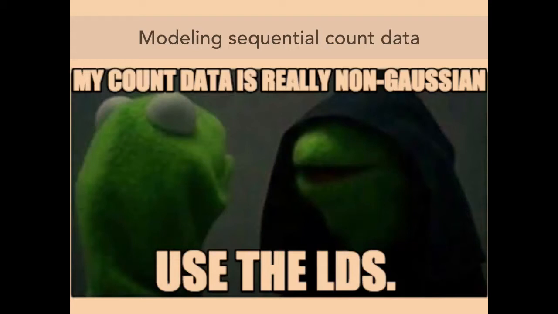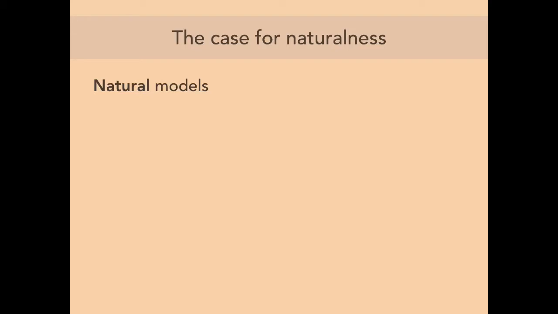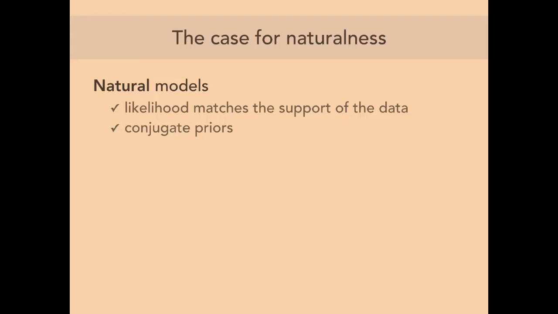And that's fine, and that sometimes works well. But I want to make the case for naturalness, okay? So a natural model, what I mean by that is just the likelihood of the model matches the support of the data or other statistical properties that we know a priori for the model to have, okay? And it employs conjugate priors, you know, where it can. And these models tend to be statistically and computationally efficient, okay?